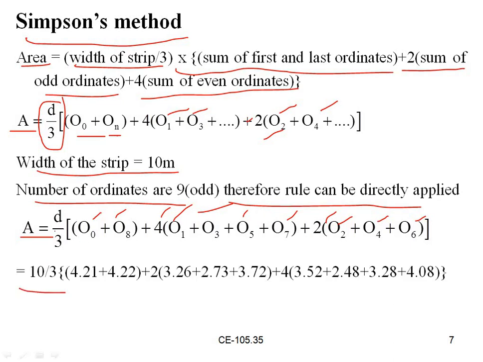That is equal to 10 by 3, since the interval is 10 meters for all. So 10 by 3 into 4.21, which is the first ordinate, plus the last ordinate, plus 2 into 3.26, 2.73 plus 3.72, plus 4 into O1, 3.52 plus 2.48 plus 3.28 plus 4.08, then we will get 270.97 square meters. So this is the area by Simpson's method. Now let us see example 2.